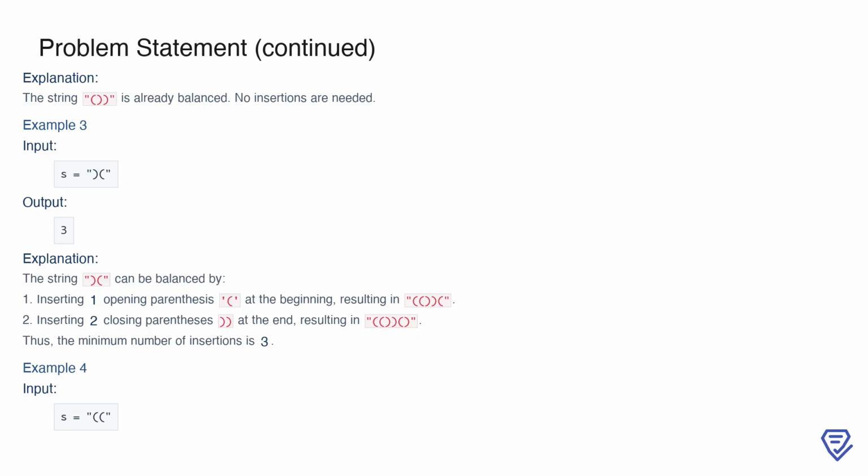For the third example, the input is S equals. Here, the output is 3. To balance the string, we need to insert one opening parenthesis at the beginning, making it. Then, we need two closing parentheses at the end, resulting in. This gives a total of 3 insertions.